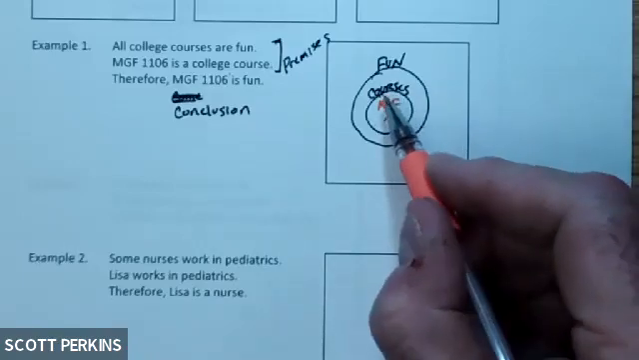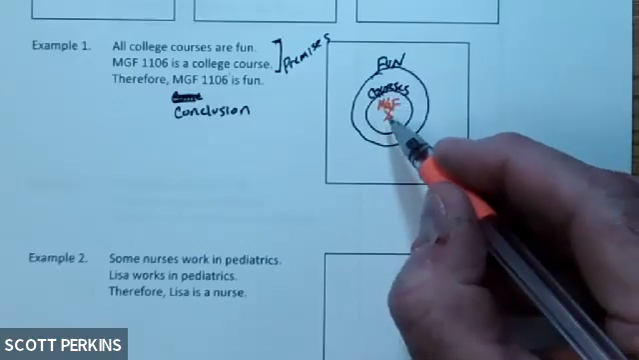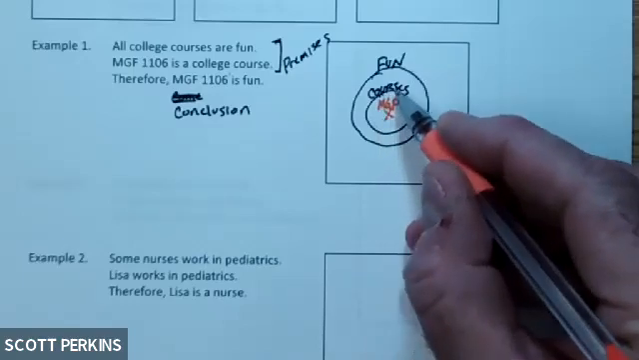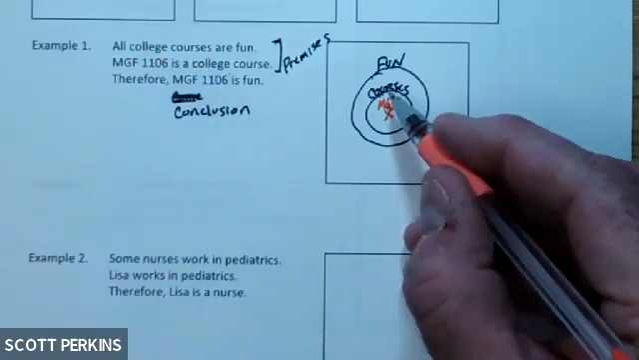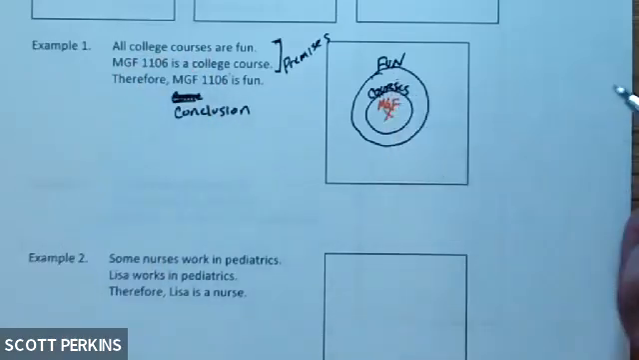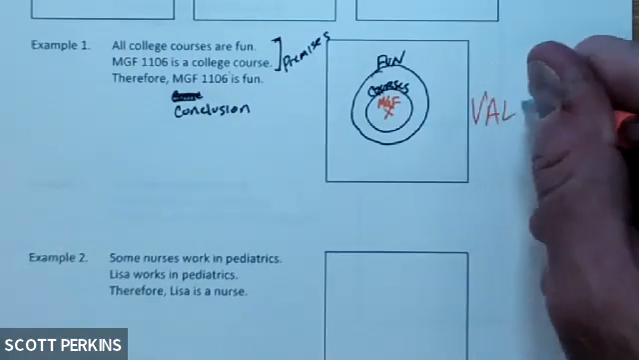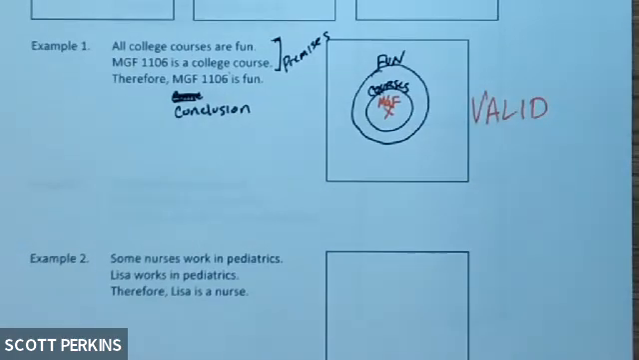The reason it has to be in the fun circle is because MGF 1106 has to be in the courses circle. And the courses circle, according to the premise up here, has to be in the fun circle. So that's why this one here is a valid argument. It's valid because there's no other conclusion I can make.